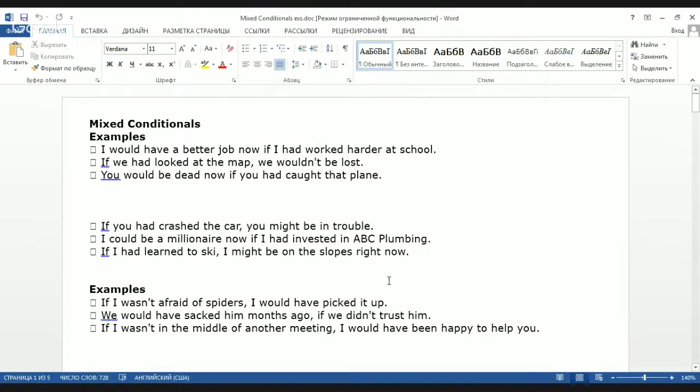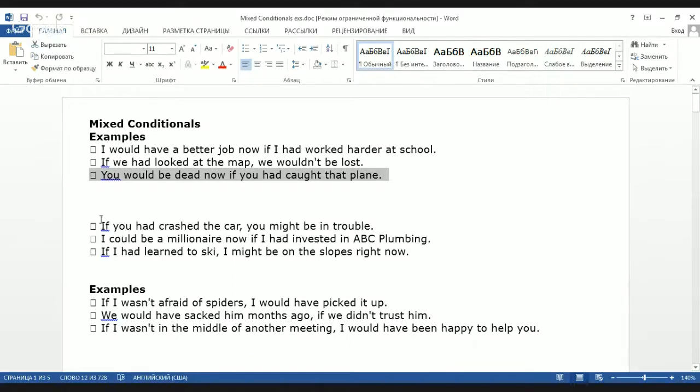So let's look at the examples. After looking at the examples, don't worry, we will discuss all the structures. I would have a better job now, pay attention to now, if I had worked harder at school. We have here one action, I would have a better job in the present, like now, if I had worked harder at school, this is the past action. Next, if I had looked at the map, we wouldn't be lost. If I had looked at the map in the past, we wouldn't be lost now. You would be dead now if you had caught that plane.